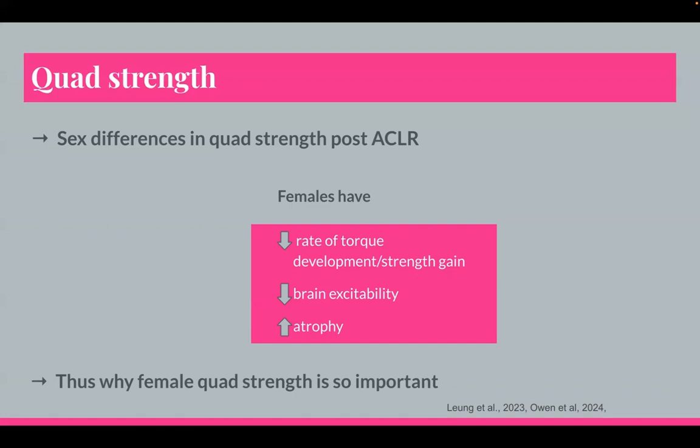Since I only touched on it briefly, if you have interest in learning more about how females have decreased brain excitability after ACL reconstruction, you can go to the Women's Football Hub and listen to podcast episode 3, where Dr. Anne Leung will speak a little bit more about this.